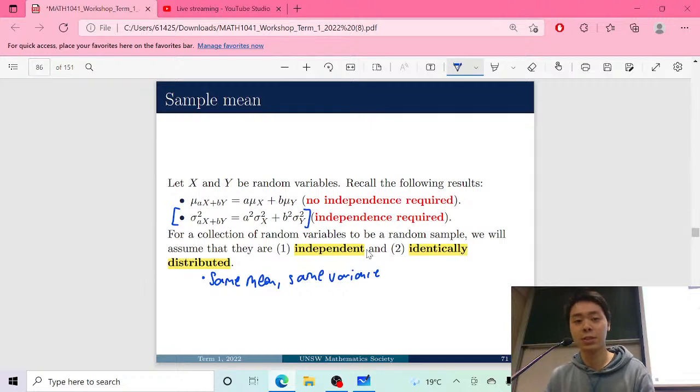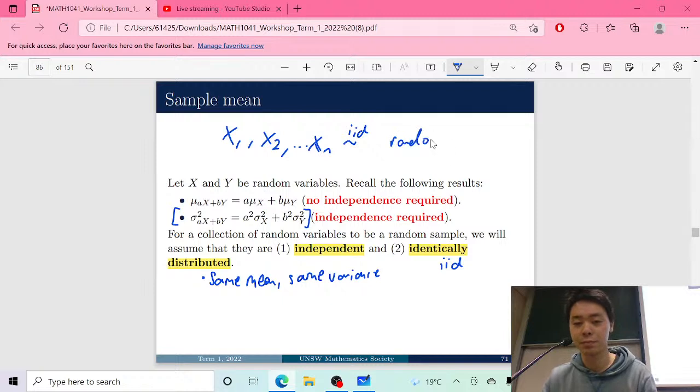And if you have both of them together, we call them IID. So IID stands for independent and identically distributed. And if you have a bunch of random variables, so if you have just X1, X2, up to Xn, if they are IID, then we call them a random sample. Does that make sense so far? Cool. Okay.